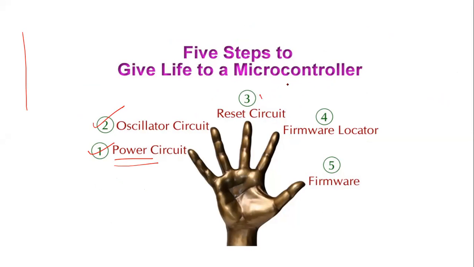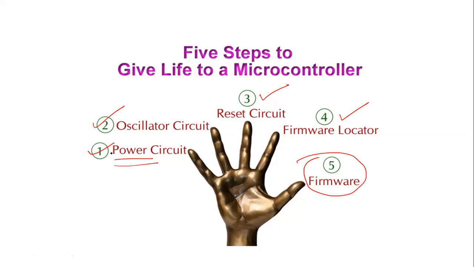Third one is the reset circuit, which will initialize the microcontroller and bring it to a known state before it starts executing the user program. And the fourth, the firmware locator pin, which will tell the microcontroller where to fetch the source code from, whether from internal ROM or external ROM. And finally, the last part, namely the firmware, which will add intelligence to the microcontroller and tell it what exact function it has to do.